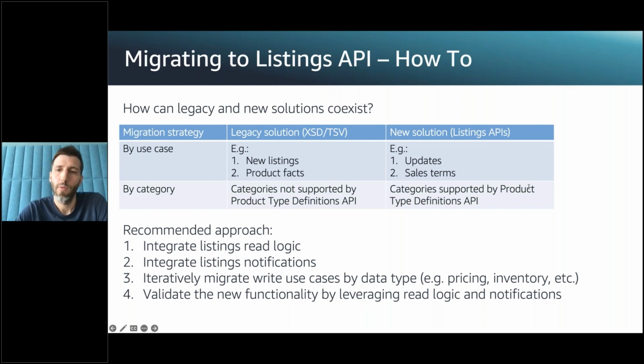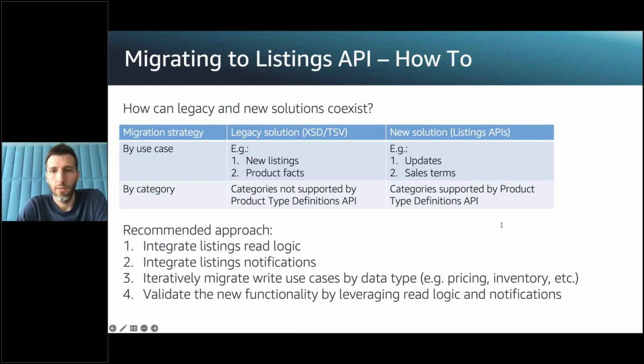The second migration strategy, which is not exclusive of the one we just mentioned, is to migrate your workloads by category. Because not all JSON product schemas are already launched, you might need to keep some categories running in the legacy solution. This is totally supported, and once product schemas for the new categories become available, you can easily move them to the new solution. The product type definitions change notification that we mentioned earlier is a great complement if you follow this migration strategy, since it will notify whenever a new product type has been launched.